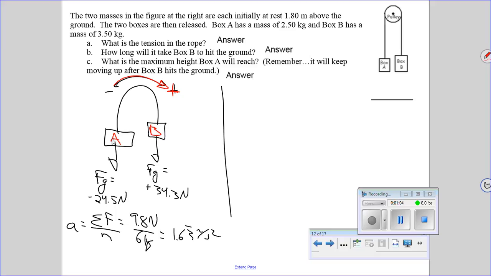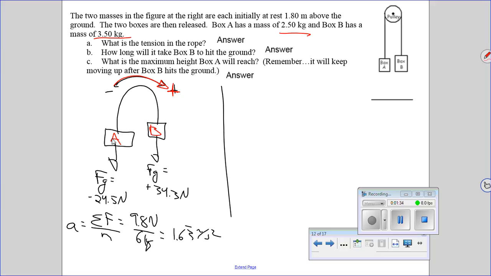So that's the net force on the whole system. To find the acceleration of the whole system, you've got to use the mass of the whole system. So this 6 kilograms is just the combined mass of boxes A and B. 2.5 plus 3.5 gives you 6 kilograms. So the acceleration of the whole system is 1.63 meters per second squared. Are we good with that?